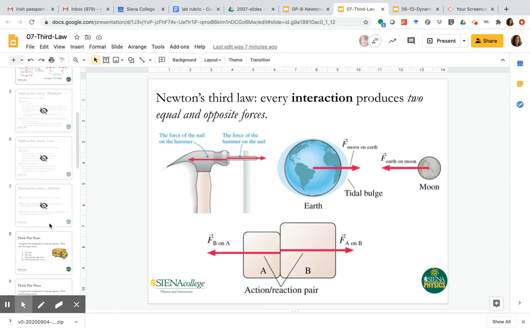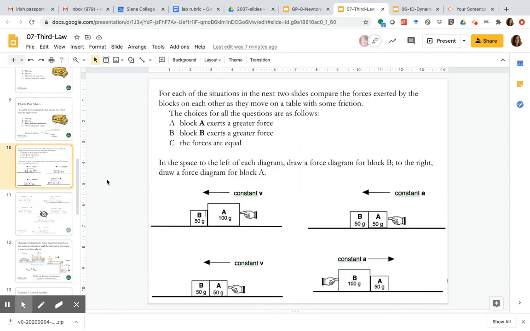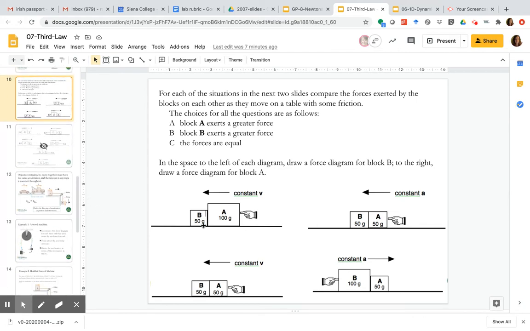Okay, so let's look at a couple of examples of this. In this, we have to try and sketch out what we think the free body diagrams look like for these cases. In all the cases, we have two boxes that are interacting with each other. They could be the same mass or different masses, it depends on the scenario. And some of them are going at constant velocity and some are going at constant acceleration.